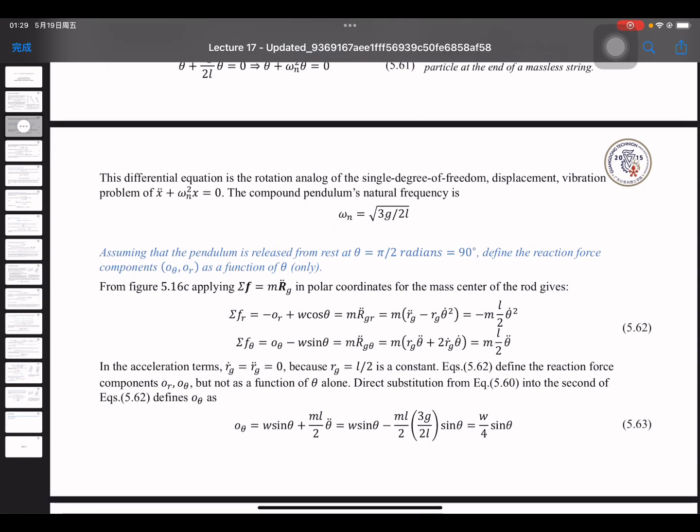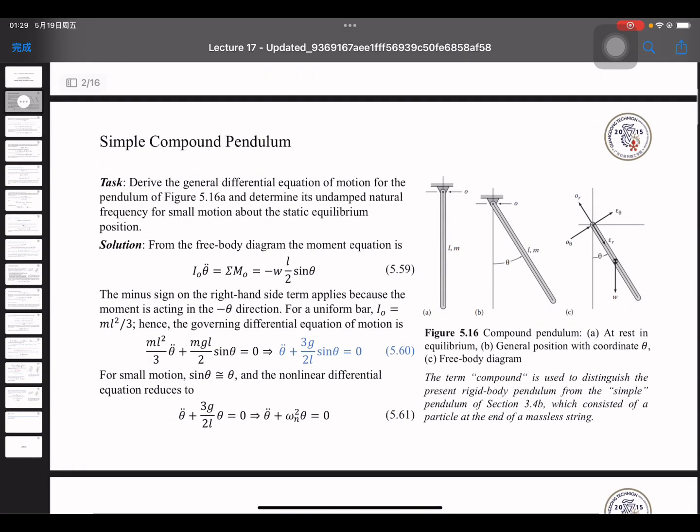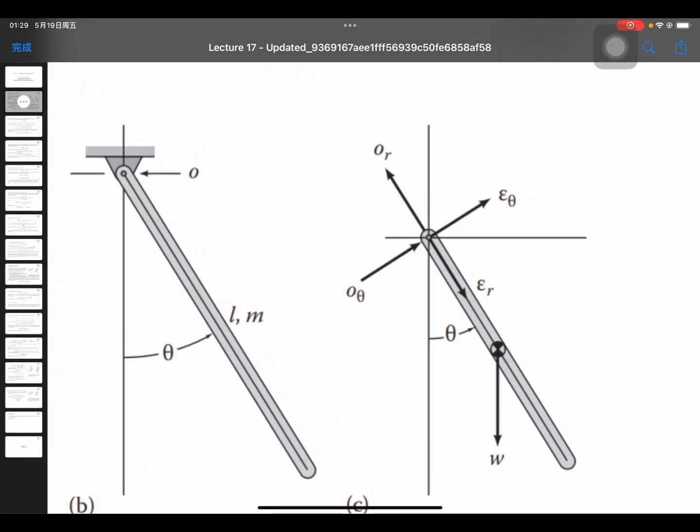We assume the pendulum is released at theta equal to pi over 2 radians, which is 90 degrees. Define the reaction force components O theta and O r as a function of theta only. From figure 5.16c, apply the total force equals m a G. The acceleration of the mass center of the rod in polar coordinates gives the force balance. Seeing the coordinates, you will find that we are using the theta-r coordinates, and it is very important to know how to set up the coordinates.